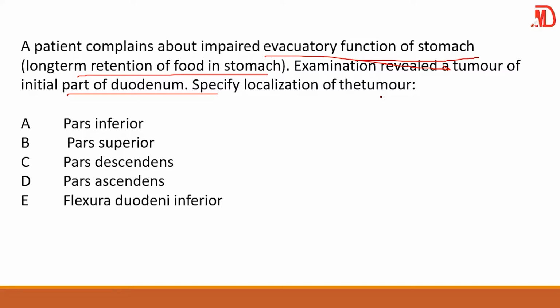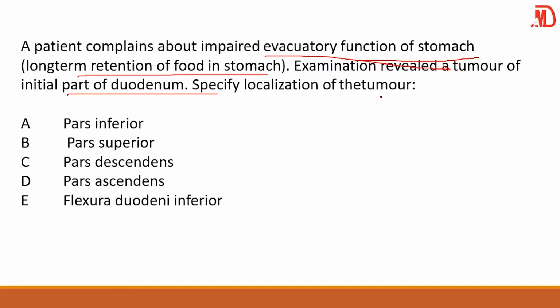Now, this superior part is just a continuation from the pylorus. The pyloric part of the stomach has a sphincter that gets into the duodenum. That part of the duodenum is called the superior part. Now, the descending part begins at the superior duodenal flexure. Again, these things you need to have a diagram.